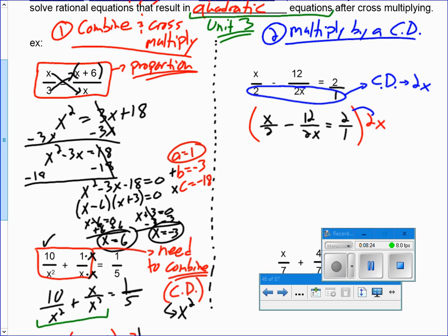So now distribute to this first term, 2x times 2 is 4x. When I distribute to the second term, what happens is that this 2x will cancel out with this 2x, and I'm just left with 12. When I distribute to the last term, the 2's cancel out, but I still have this factor of x. And when I multiply that x by the other x, I end up with x squared.